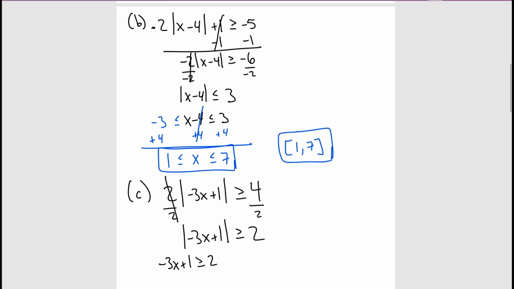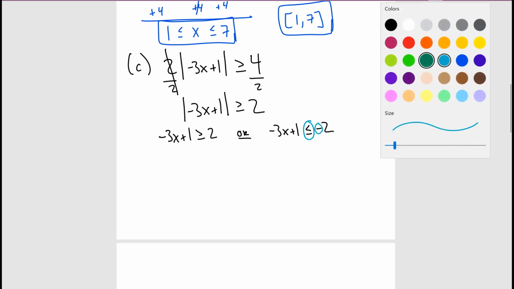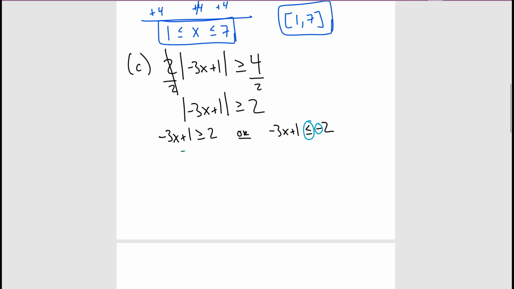Okay. So we're going to write negative 3x plus 1 greater than or equal to 2, or negative 3x plus 1 less than or equal to negative 2. Okay, so that's what we have. So notice that this is different. You switch the sign and you make this negative. Okay. All right, so now let's go ahead and solve the problem.